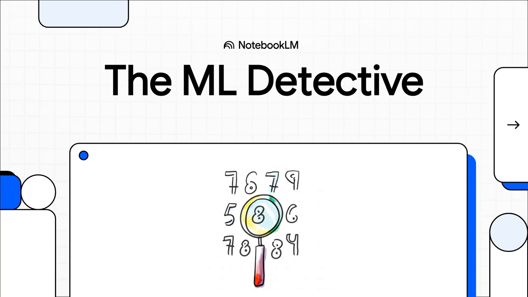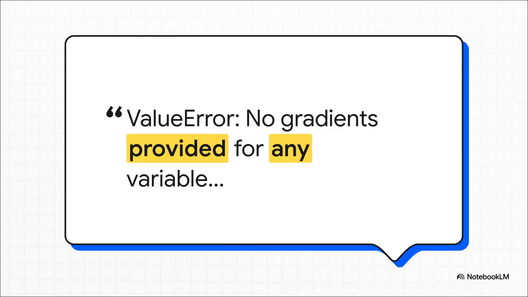Let's talk about something that drives every single one of us crazy: debugging a machine learning training job. Today, we're going to put on our detective hats and turn that frustrating process into a bit of a mystery we can actually solve. Oh man, we have all seen this, right?